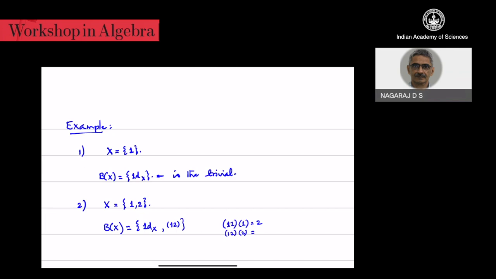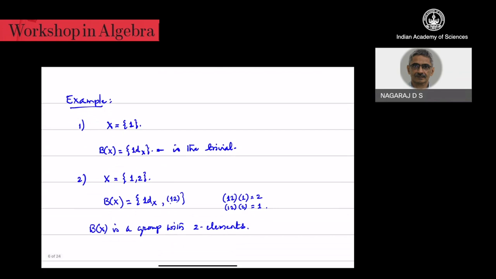Okay, so this is the bijection, 1 going to 2, 2 going to 1. Its inverse is itself. Okay, so BX is a group with 2 elements. And in fact, if you have attended Raghavan's lecture, you'll see that BX as a group is isomorphic to Z mod 2Z.